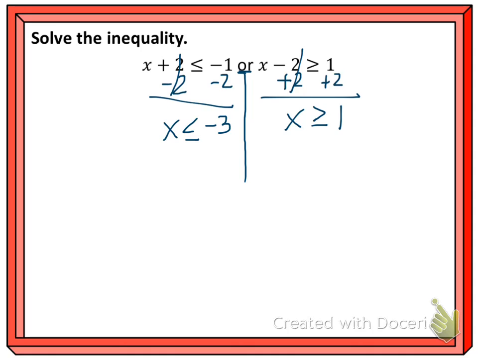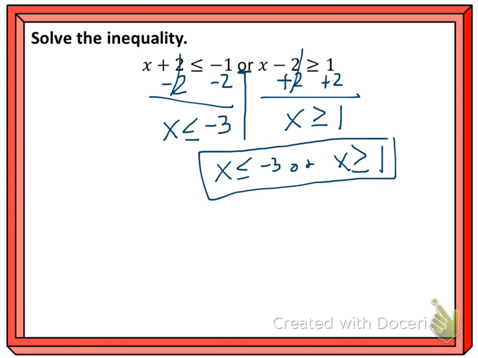So if I'm going to write my answer as an inequality, I write... Alright, let me get rid of this line here. Alright, there we go. If I'm going to write it as an inequality, it's exactly what I have here. X is less than or equal to negative 3. Or, just put the or in there, x is greater than or equal to 1.